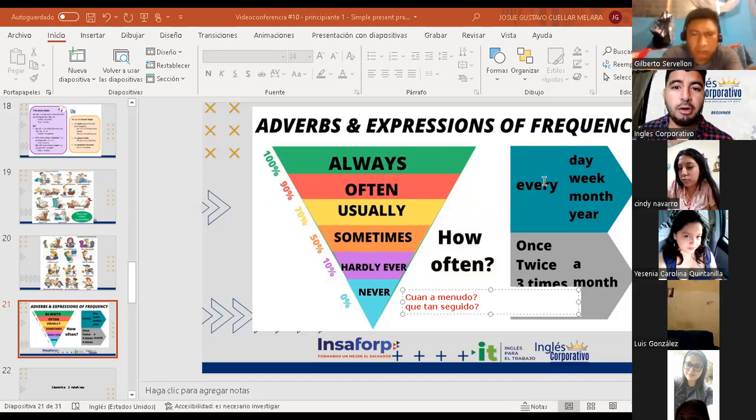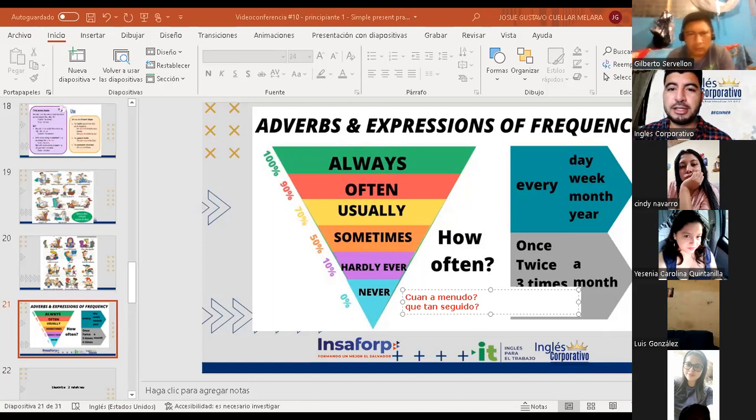Por ejemplo, how often do you go to the beach? ¿Qué tan a menudo vas a la playa? How often do you eat spaghetti? How often do you go to the movies? ¿Qué tan seguido vas a la playa? ¿Qué tan seguido vas al cine? ¿Qué tan seguido haces ciertas actividades? Esa pregunta es clave. How often? How often significa cuán a menudo o qué tan seguido. O con qué frecuencia. ¿Verdad? Y aquí pues se dice cualquiera de estos. ¿Okay?